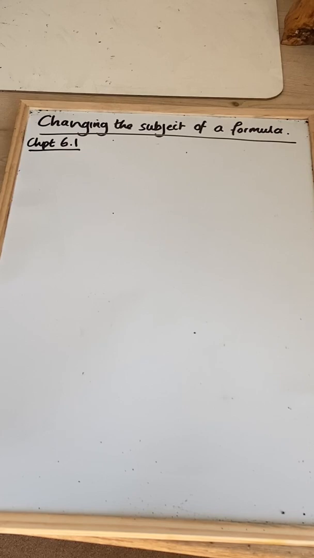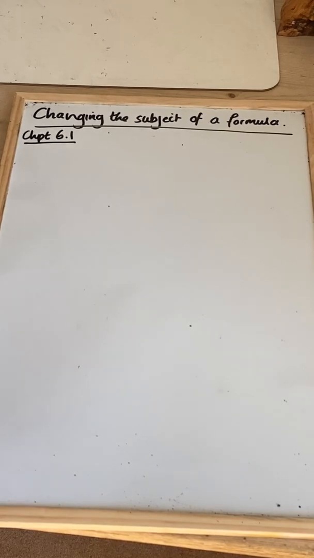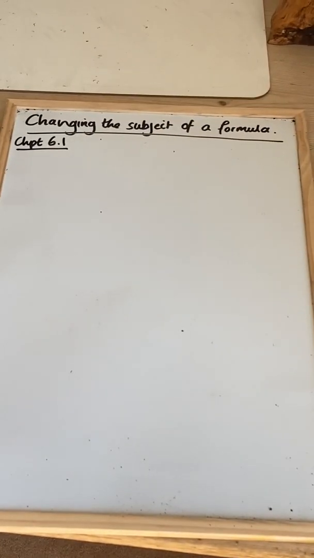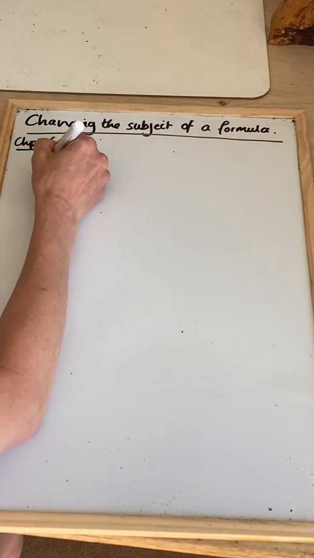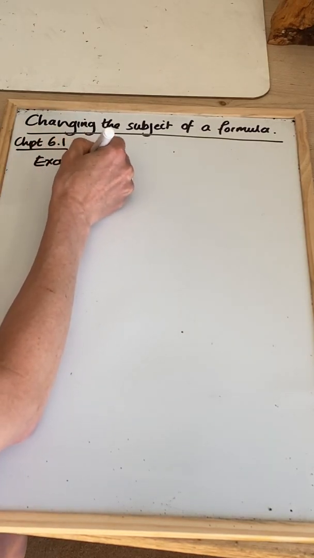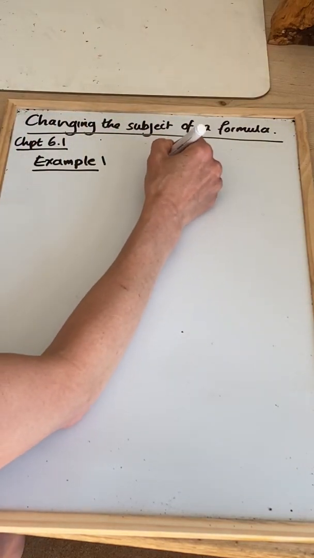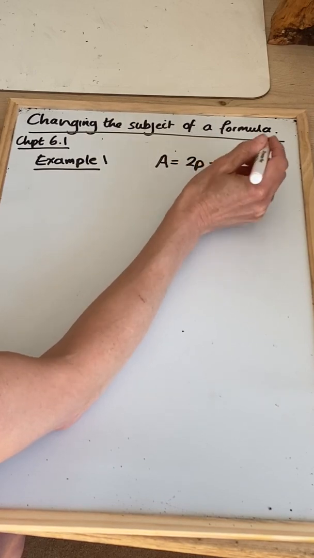So we talked about formulae last lesson. So I'm going to write a formula down here for you. And what I would like you to do with all of these examples, please, is to make sure that you copy them down into your books and understand what we've done at each stage. So example 1, we're going to have a formula. And the formula we're going to have is A equals 2p plus D.